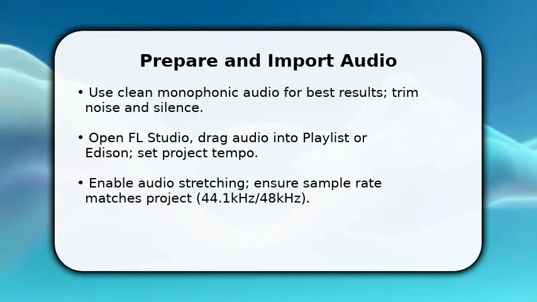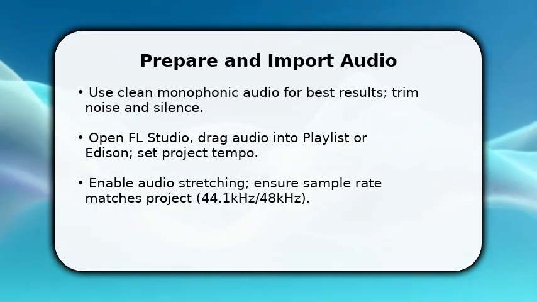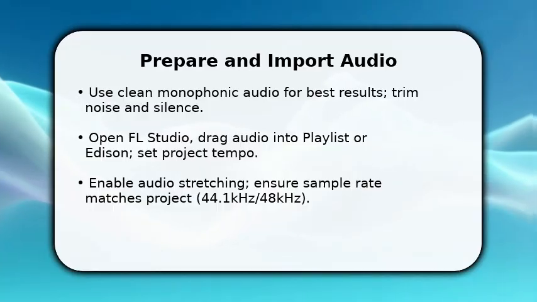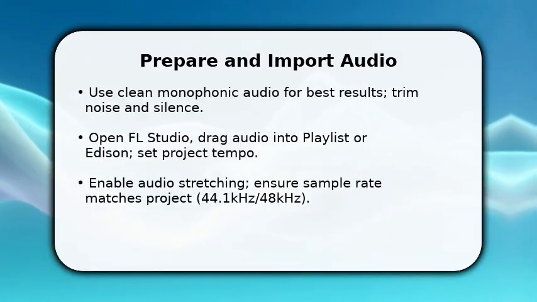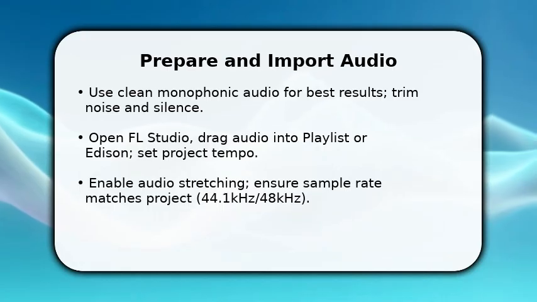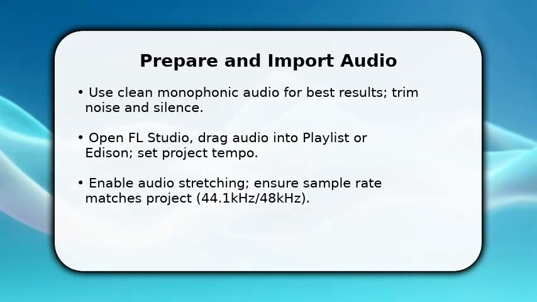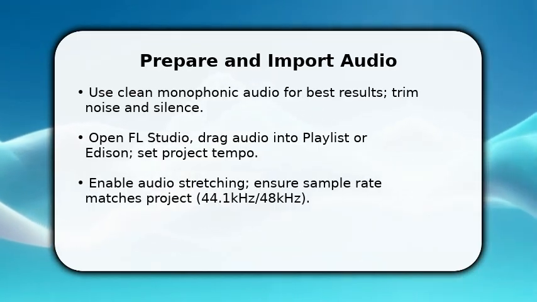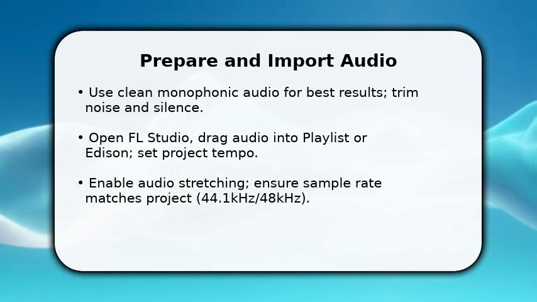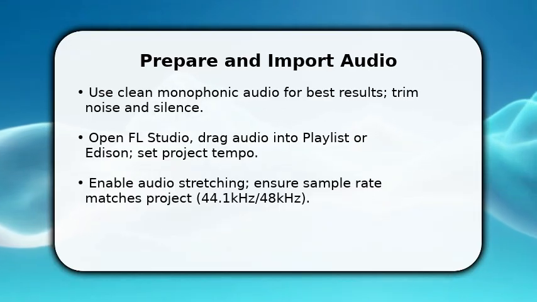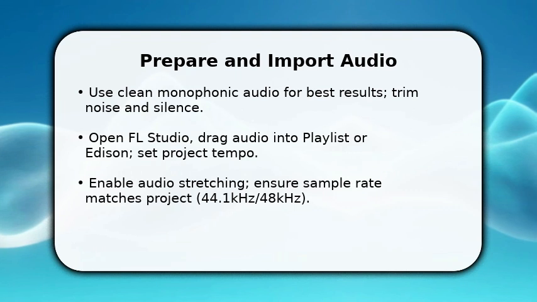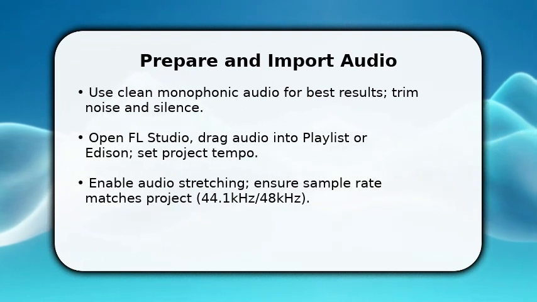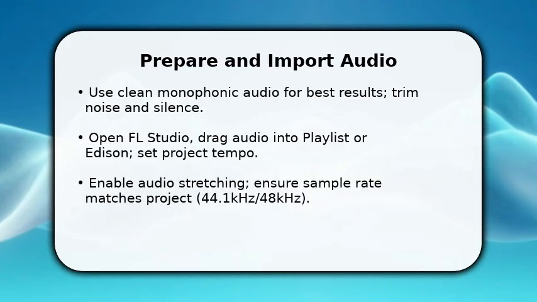You start by importing a clean audio file into FL Studio. Choose a monophonic vocal or single instrument loop for highest accuracy. Once done, open the clip in Edison or the playlist and check tempo and sample rate so pitch detection is stable. Make sure stretching is enabled because FL Studio uses time and pitch algorithms to map notes. You want minimal noise and consistent amplitude. That's why pre-trimming and normalizing will reduce false MIDI triggers and improve note detection accuracy.